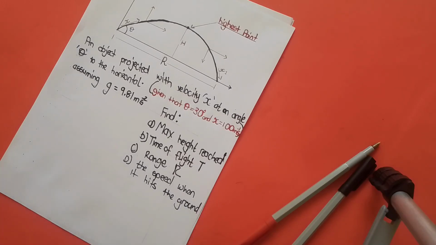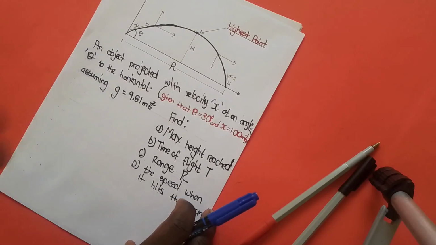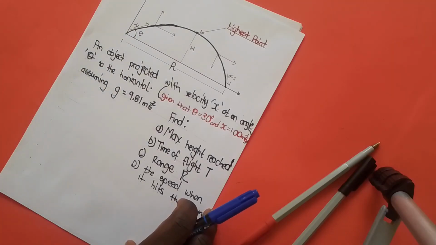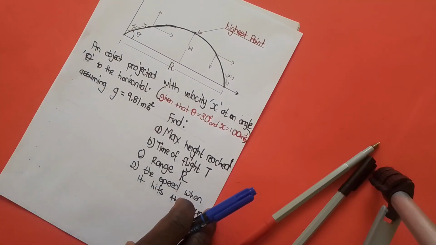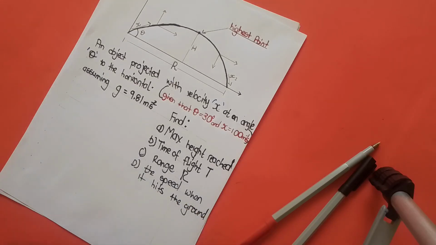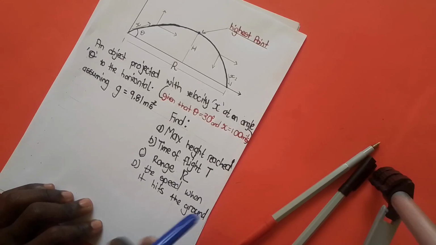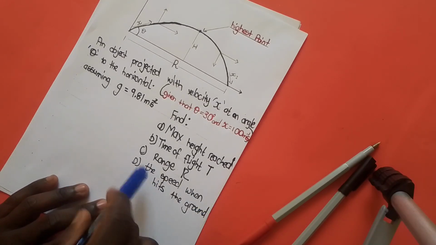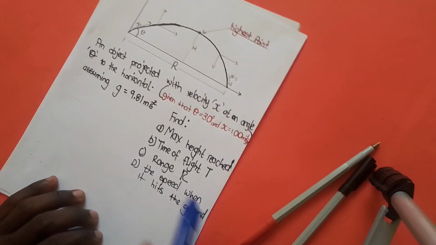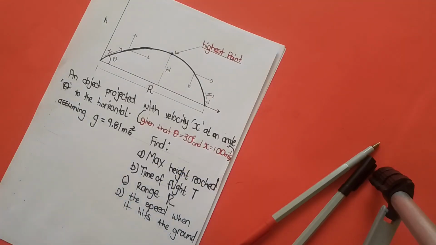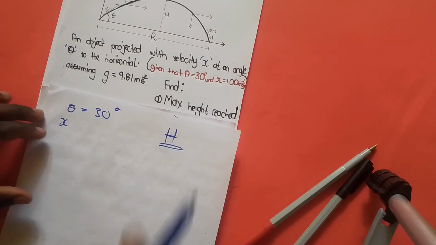So this is a tricky one. The object is projected with a certain speed x, and obviously when it returns to the ground, it will return with a certain speed x2. So in question D, we are going to calculate the speed x2. That is quite a tricky one. Most students find it difficult. So let's start with question A.